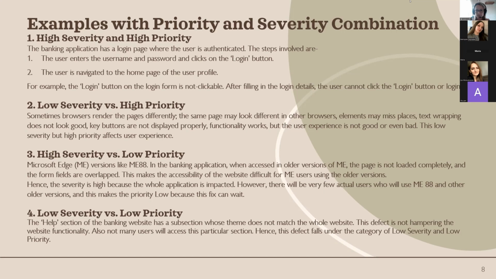Next example is low severity and high priority. Sometimes browsers render the page differently. The same page may look different in other browsers. Elements may be misplaced, text wrapping does not look good, key buttons are not displayed properly. Functionality works, but the user experience is not good or even bad. This low severity but high priority bug affects user experience.